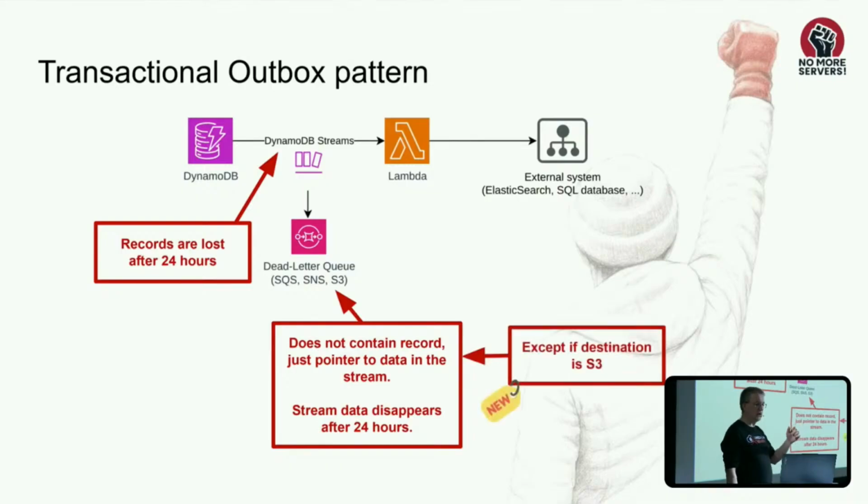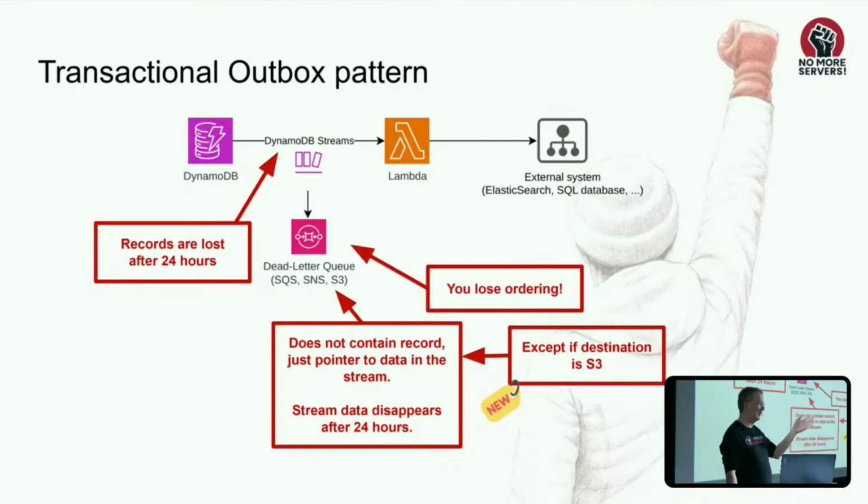But if you use S3 as the dead letter queue destination, then it actually stores the data. But that's quite a new feature. Another thing that's important, if you throw messages in the dead letter queue, you, of course, lose ordering, which is one of the key features of DynamoDB stream.